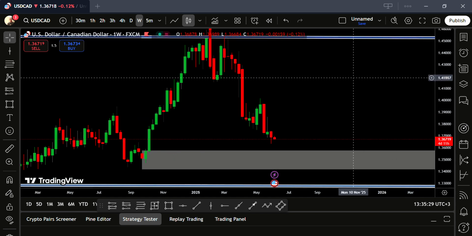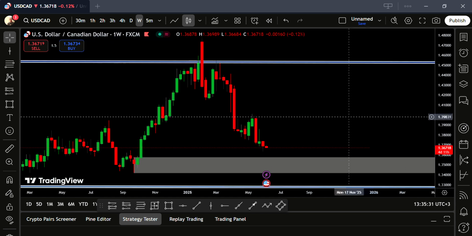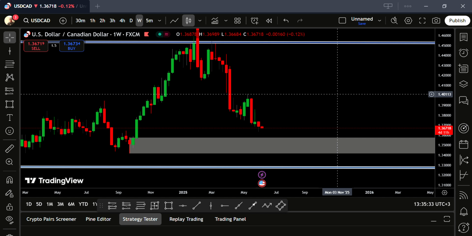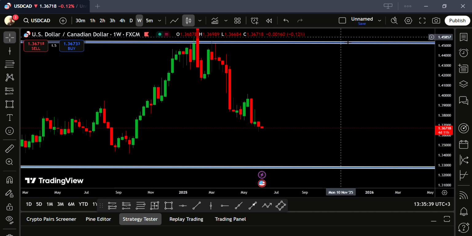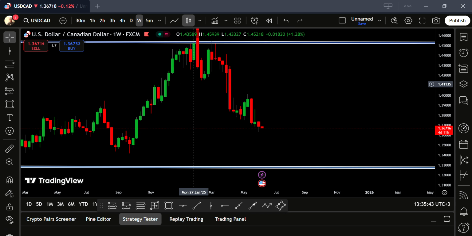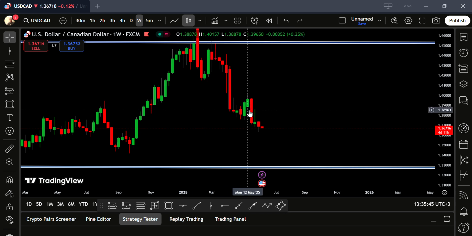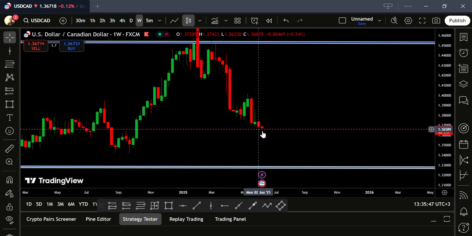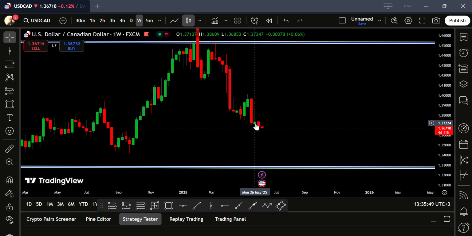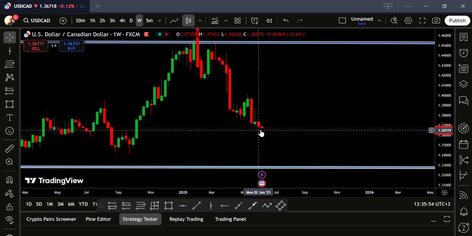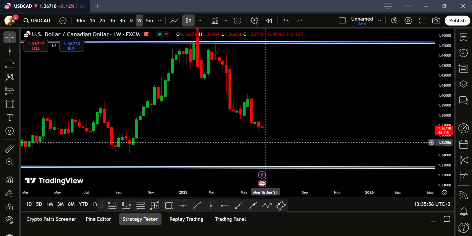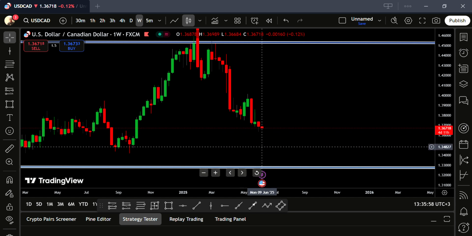So let's proceed. On the screen there is USD CAD. Let me first delete this here. Immediately you go on the screen, you see that price is in a downtrend. This is a lower low, this is a higher low, lower low, higher low. Now it has created a lower low. By the closure of this candle, it created a lower low. So we are hoping that price is going to come to this supply zone.